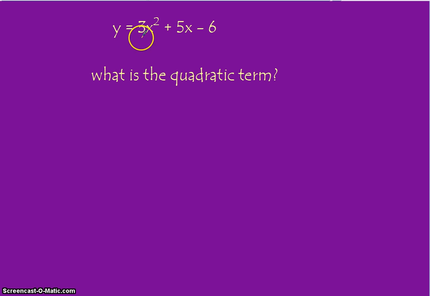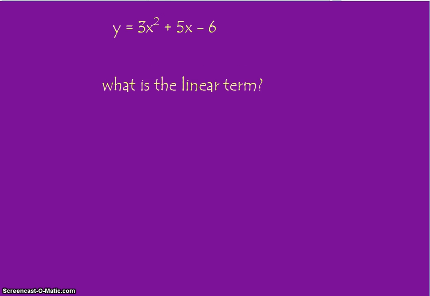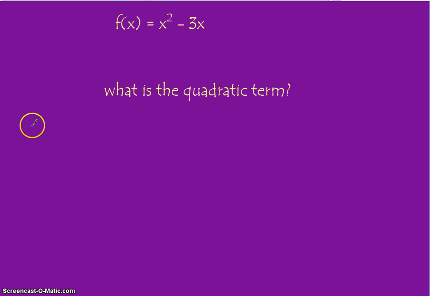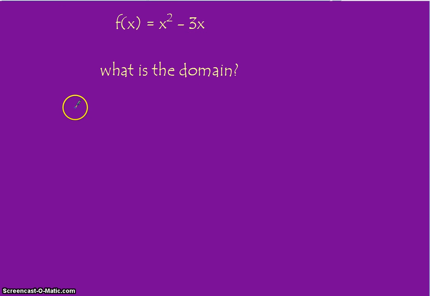The quadratic term, 3x squared. The constant, -6. The linear term, +5x. Quadratic term, x squared. Linear term, -3x. Domain, they gave you an equation, so it has to be all real numbers.